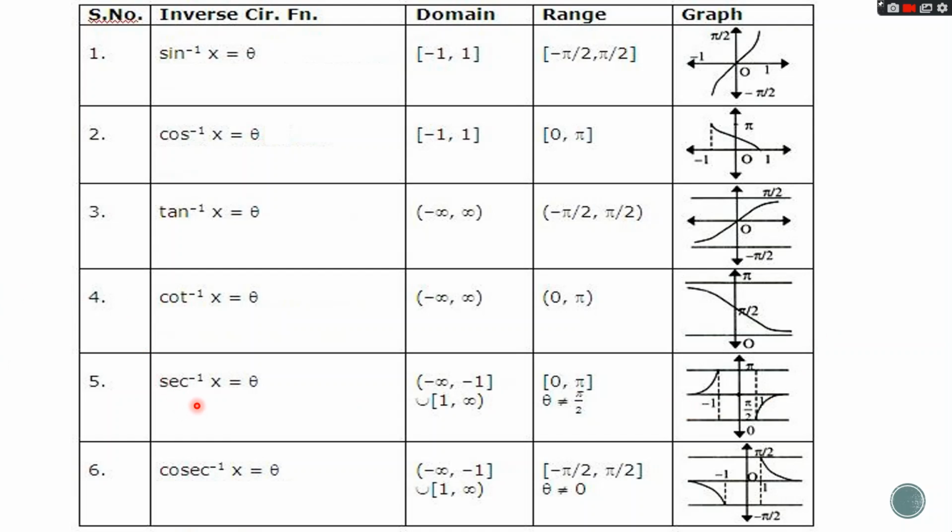Then sec inverse x, domain is -infinity to -1 union 1 to infinity. That means x can take values greater than or equal to 1 or less than or equal to -1. So this function excludes points which lie between -1 and 1. Then range is closed interval 0 to pi, excluding the point pi by 2. And graph for sec inverse x is this.